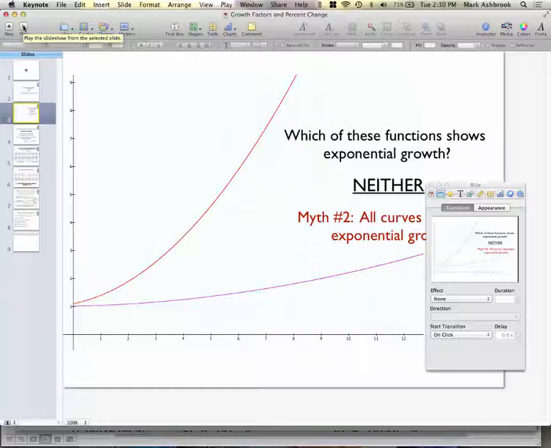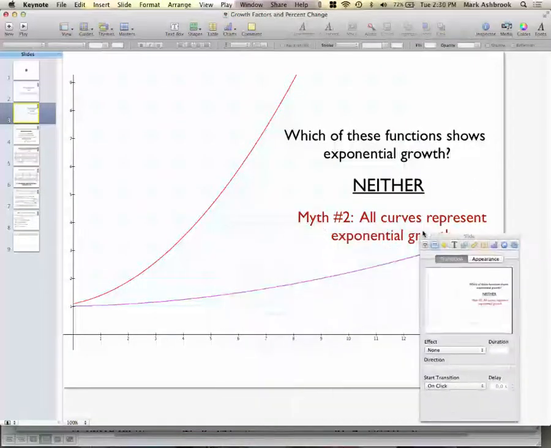What functions are they? These are quadratic. These are both quadratic, like x squared functions, x squared and polynomials. These are just polynomial x squared functions. But there's a ton of other types of functions you can write that give you curves that are not exponential growth.